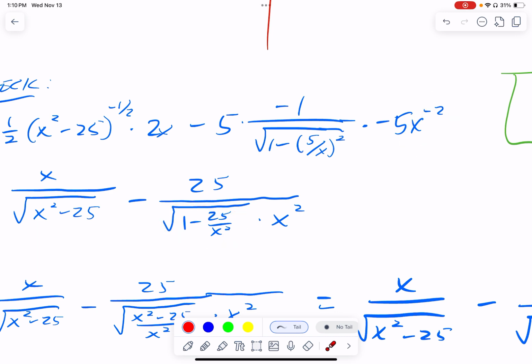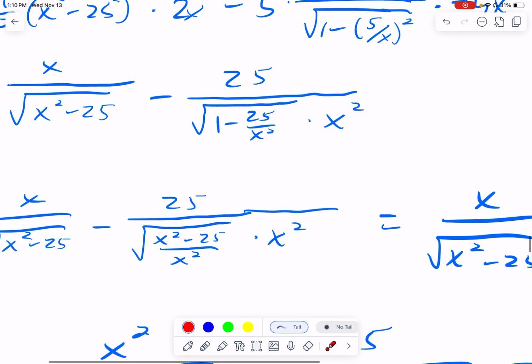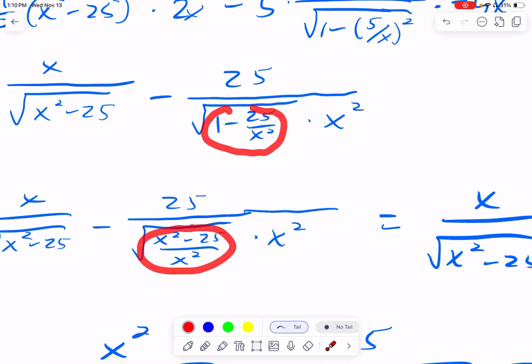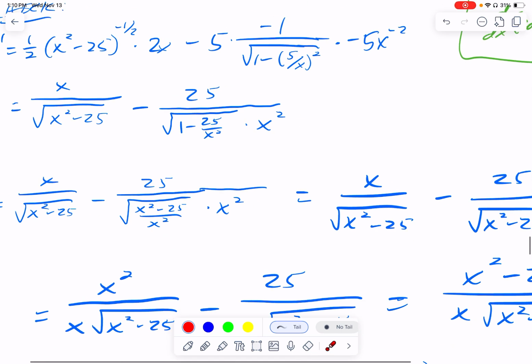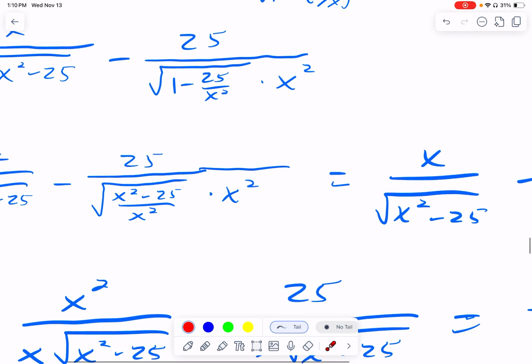All right, so far so good. This one I'm keeping exactly the same. For the next one, all I'm doing is I'm creating a common denominator for the subtraction inside that radical. So I'm writing it as x squared minus 25 over x squared. Now what? So here, I'm noticing I have the square root of x squared.